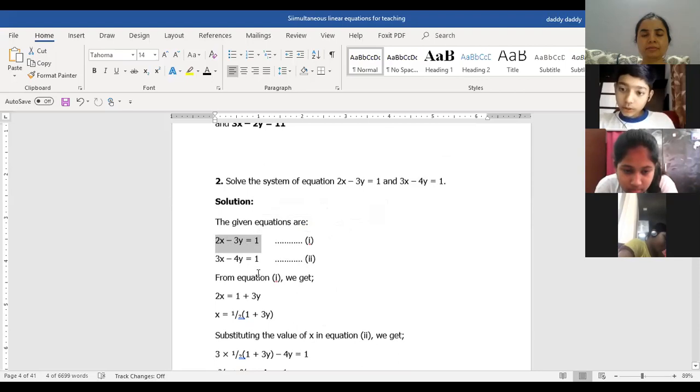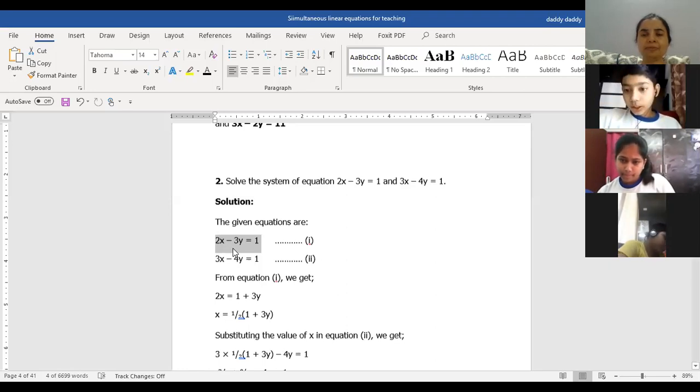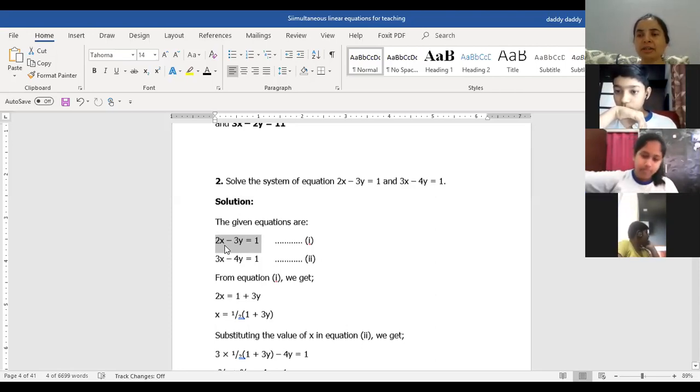Ma'am, first we'll transpose 1 to 2x. I want to get the value of x, so I will keep x only on one side and keep the other things on the other side. Ma'am, we'll keep x over there and then transpose 2 to 1. Why 2 to 1? What about this 3y? Ma'am, I need only x on one side and the remaining things step by step I'm going to take to the other side. So what should be my first logical step?